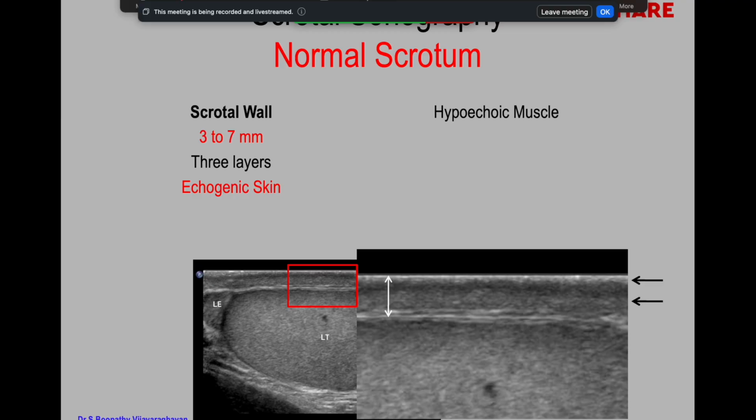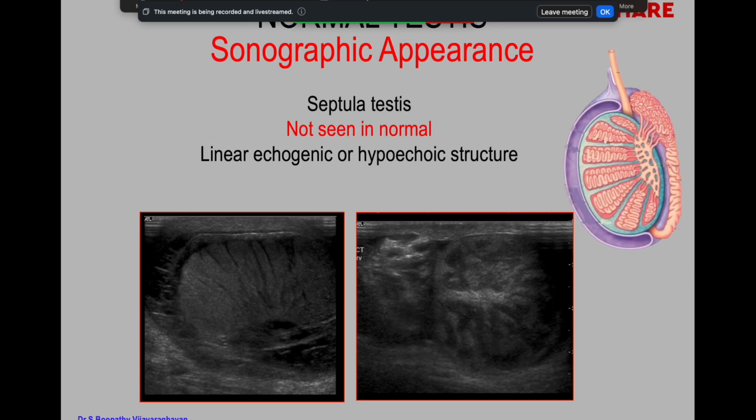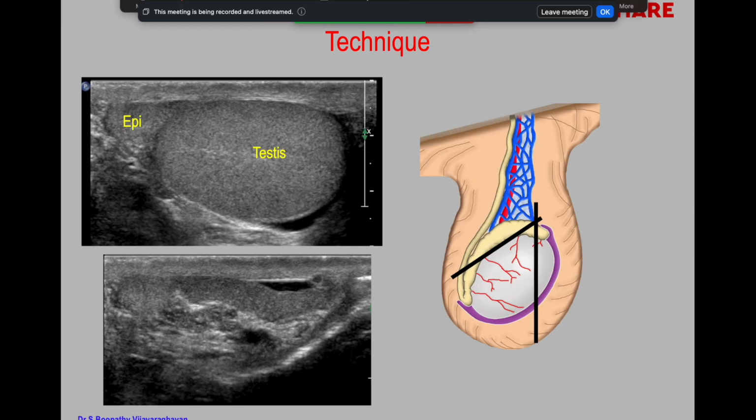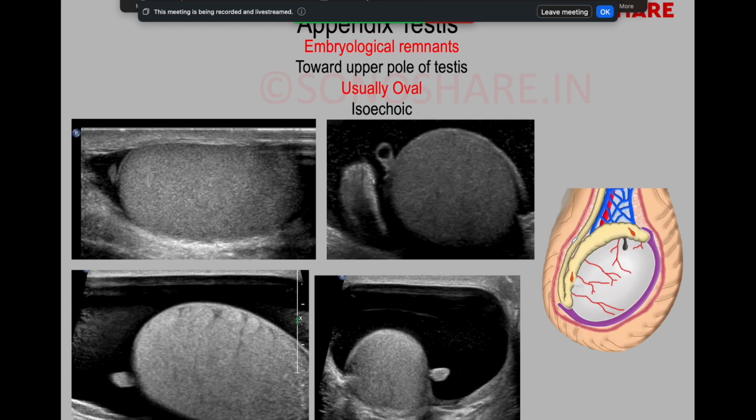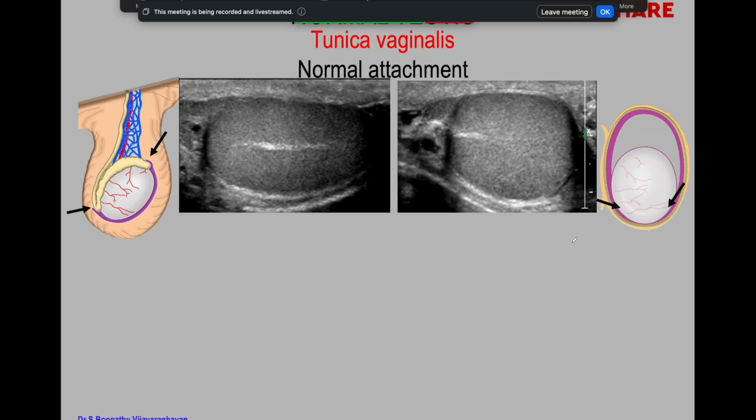The hypoechoic muscle and the echogenic fascia, which contains also the hypoechoic structure as seen in the images. It may be echogenic, an arcuate movement which fixing the upper part of the transducer and make an arcuate movement. Now coming to the appendix testis, the embryological remnants, it is towards the upper pole of the testis. This is the normal variation of the testis.